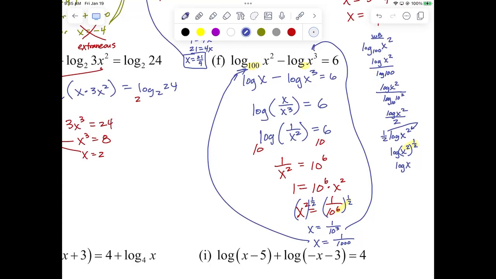1 over 1,000 squared, is that a positive number? It's very small, but it's still positive, yeah? 1 over 1,000 cubed, is that still a positive number? That's a much smaller number, but it's still positive, right? So now, since it worked in both of the logs, does it work? Yes. Now we can leave it.